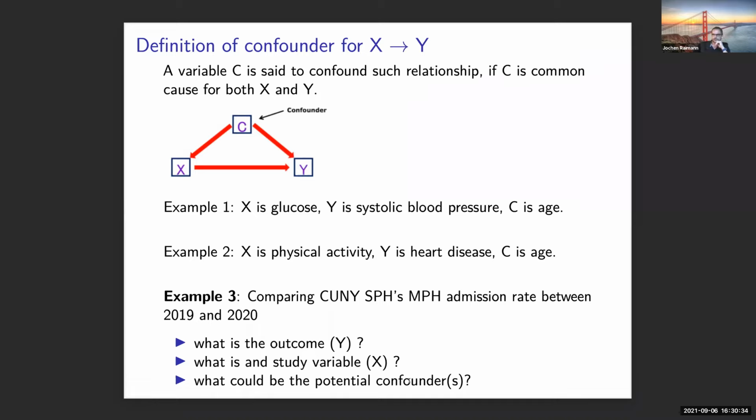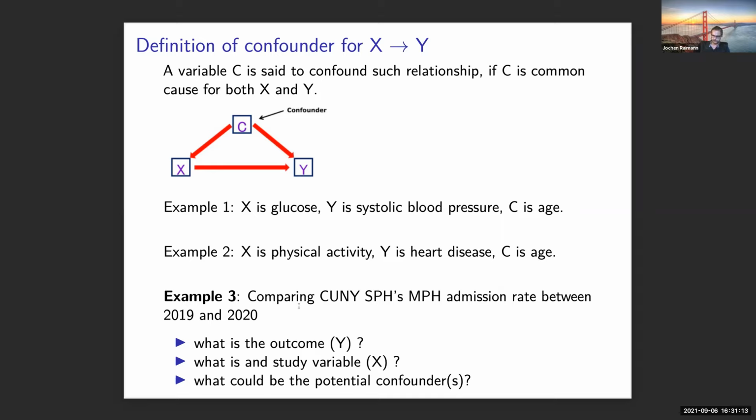The definition of a confounder: X with a pathway to Y, so exposure to outcome, is confounded by C, which essentially confounds both exposure and outcome. Example one: X equals glucose, Y is systolic blood pressure, C is age. The same may hold true with physical activity, Y is heart disease, and C is age. A third example could be CUNY's MPH admission rate between 2019 and 2020.